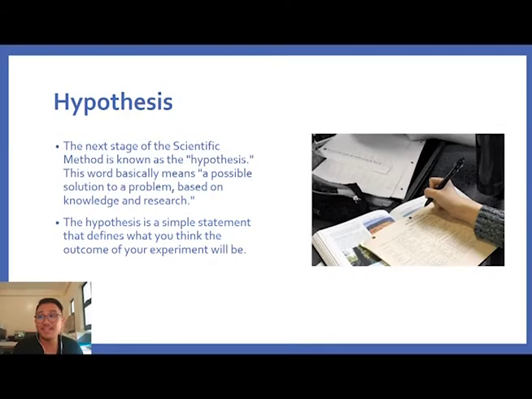The next stage of the scientific method is known as the hypothesis. This word basically means a possible solution to a problem based on knowledge and research. The hypothesis is a simple statement that defines what you think the outcome of your experiment will be.